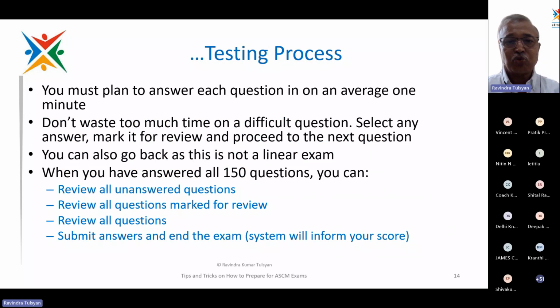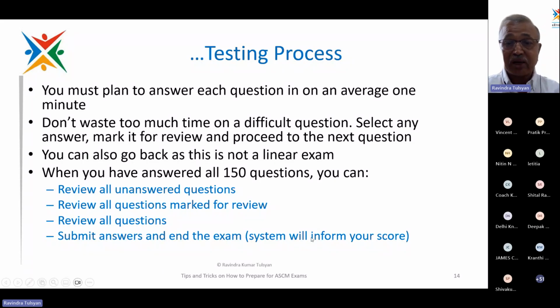On an average, you must take 1 minute to answer a question. Sometimes the questions are difficult, and you get involved in that question and start wasting too much time. So avoid that. If you have such a question, mark it for review, go to the next question, and if you have time remaining at the end, then you can spend time on these kinds of questions.